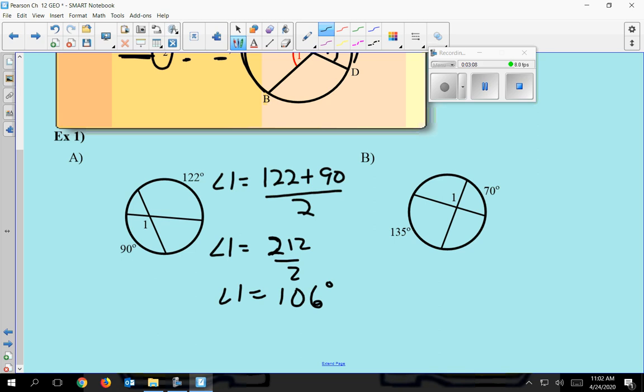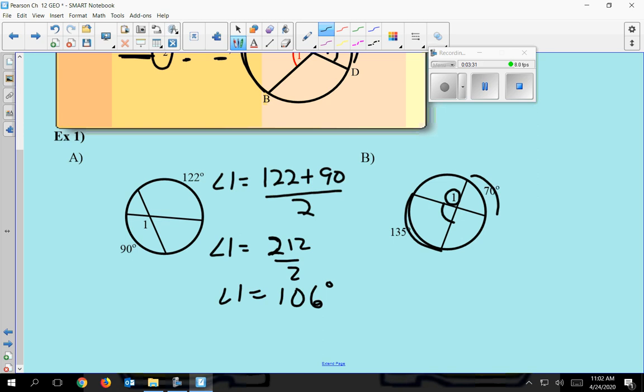Okay, so there you go. Angle 1 is going to equal 106 degrees. Okay. All right. So on this one, a little bit different. You got to be careful here. The formula is actually getting you to find this angle because the arcs are intercepted here by that angle. But they want you to get this angle over here.